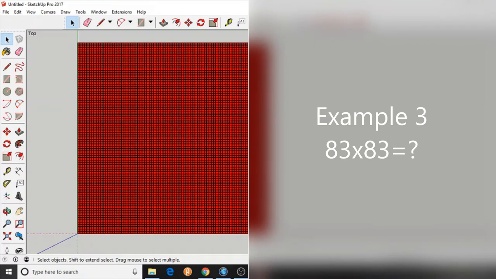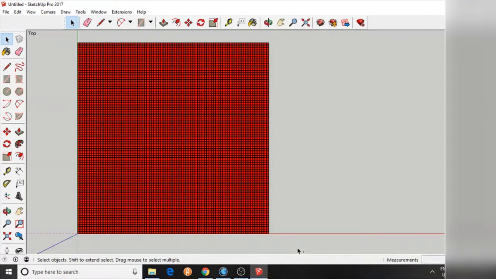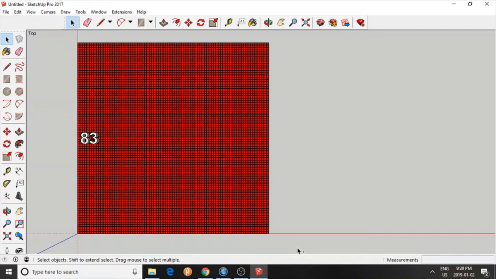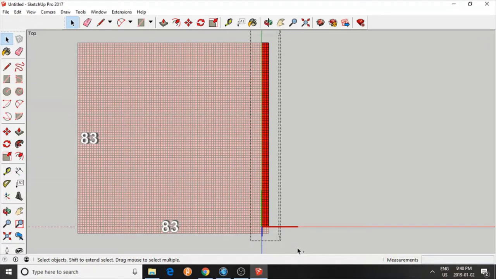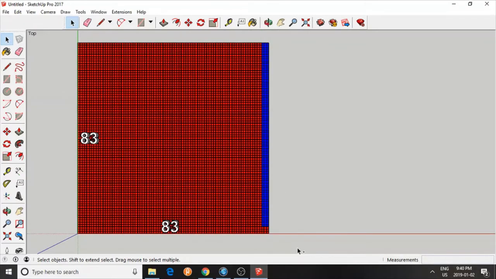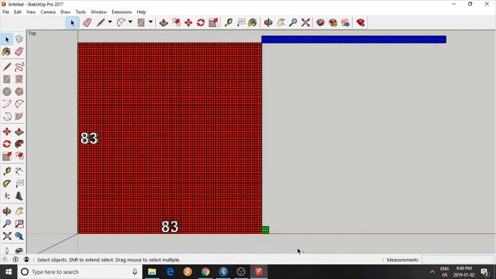Now let's look at this third and final example. We have a square that is 83 by 83. Now we're going to think of a round number that is close to 83, and that would be 80. So let's look at the last three columns. Okay, I'm going to color it blue. And the difference, the square of the difference, which is a 3 by 3 square, is the leftover.